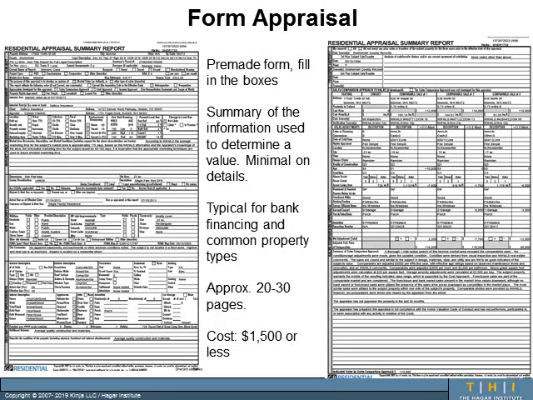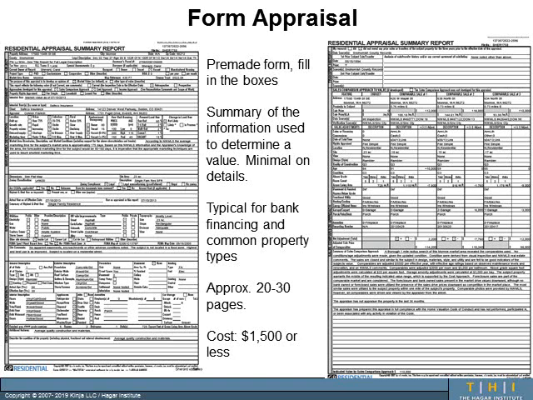What you're seeing on the screen right now we commonly call a form appraisal. It's a pre-made blank form. You fill in the boxes, if you will. It is a summary of the information that was used to determine the value. It's typically very minimal on details, kind of a summarization of what's out there, not all of the inside information.